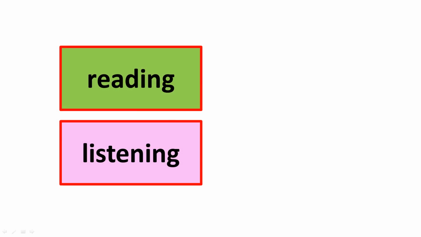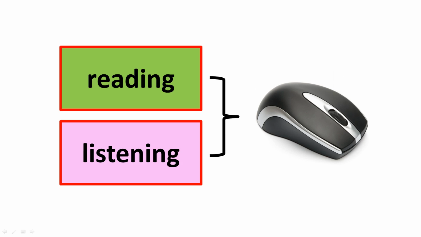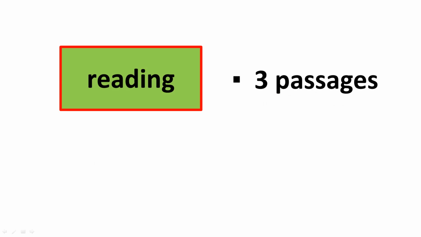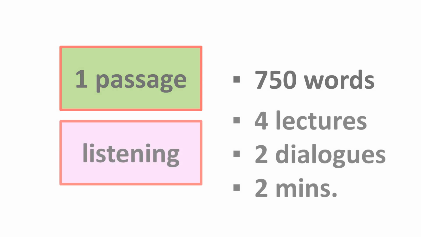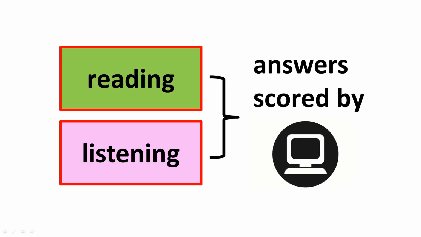The reading and listening questions are all multiple choice questions. You will select your answers with a mouse. Thus, these tasks are called selective tasks. The reading section typically has 3 passages. One passage is approximately 750 words long. The listening section typically has 4 lectures and 2 dialogues. Each is about 2 minutes long. Your reading and listening answers will be scored by a computer.